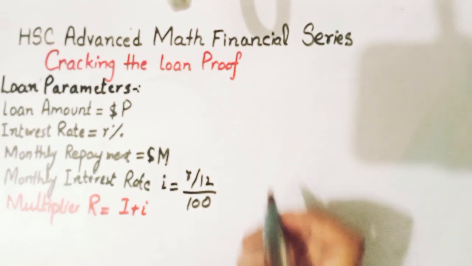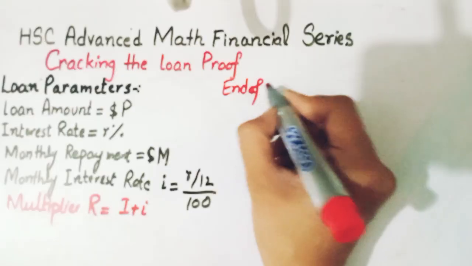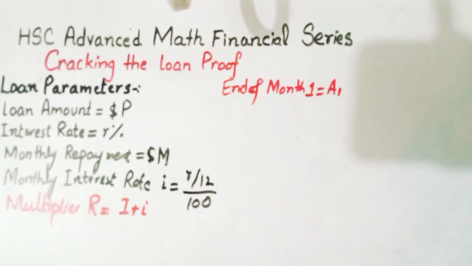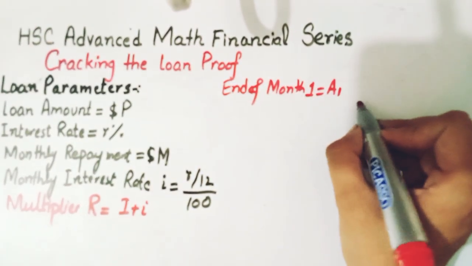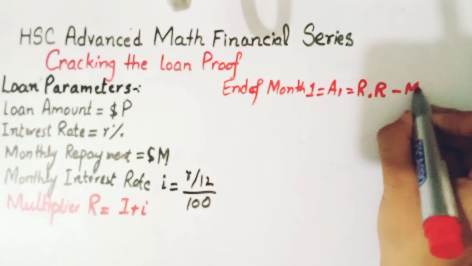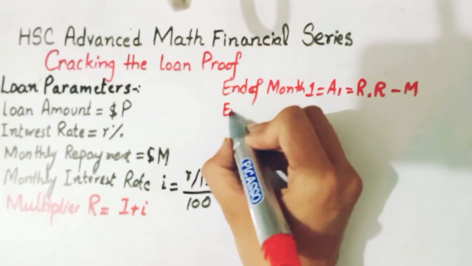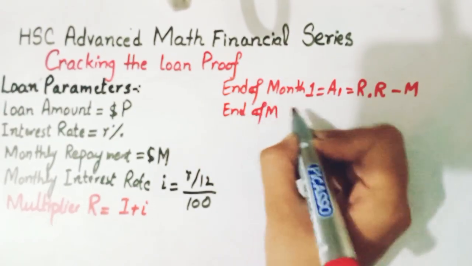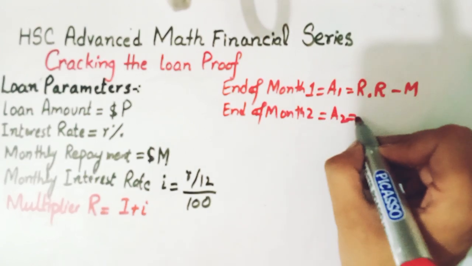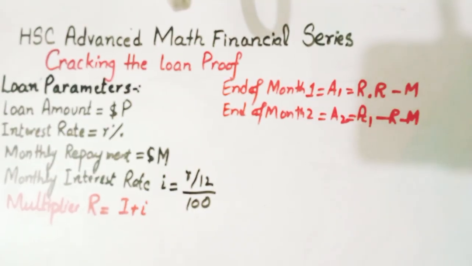Now after this, what will be the end of first month? End of month 1 is A1, and the A1 value equals P into capital R minus small m. That is the monthly repayment. And the end of month 2 equals A2. That means it will equal A1 times R minus M.